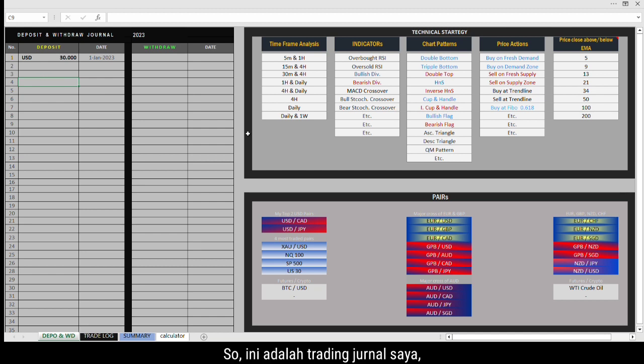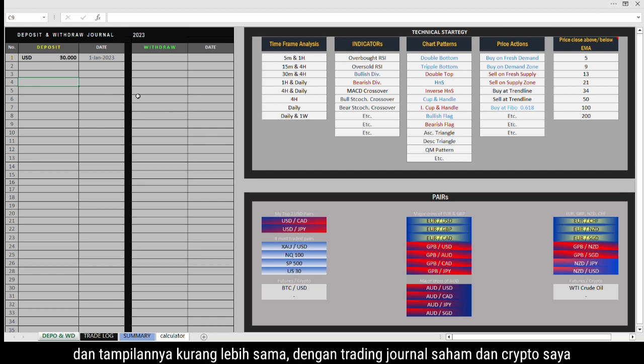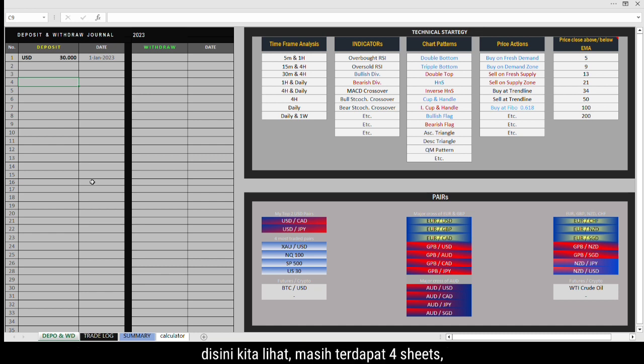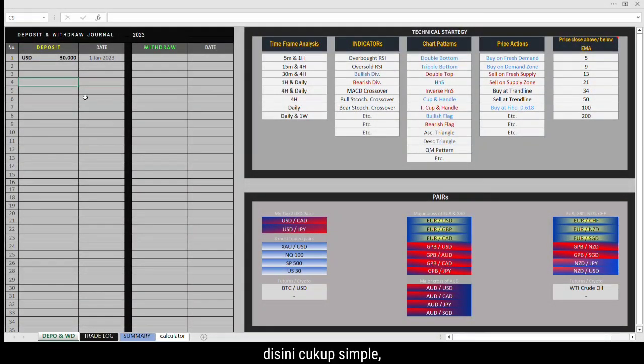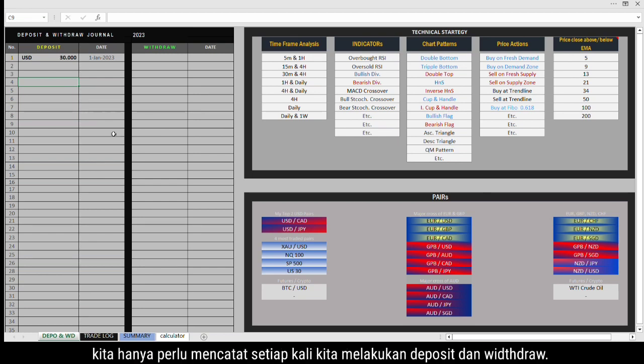So this is my trading journal, and it looks almost similar to my latest stock and crypto trading journal. Here we can see that there are still 4 sheets: the deposit and withdrawal sheet, the Threadlock sheet, the summary sheet, and the calculator sheet. We start from the deposit and withdrawal sheet. Here is quite simple. We only need to record each time we make a deposit and withdraw.